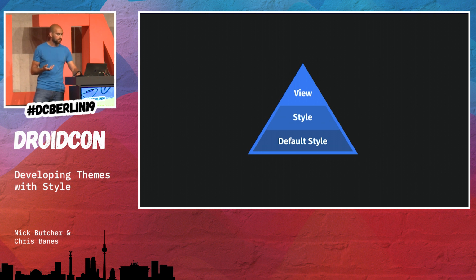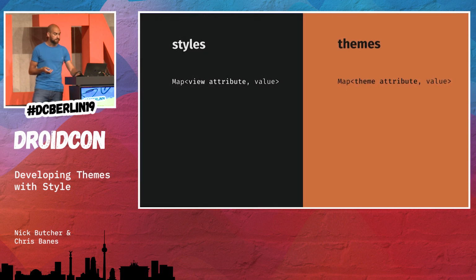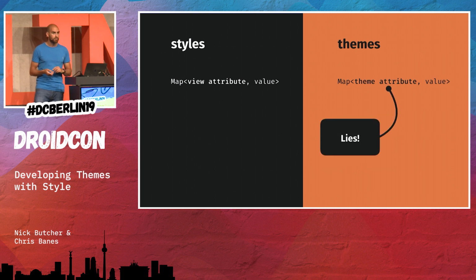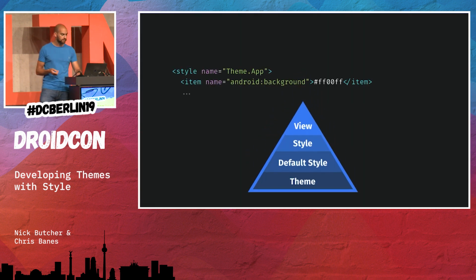Cool. So that was the 3 levels thing. And there's one more place that obtained style attributes will look, and that is in the theme. So when I said earlier on that the keys for a theme are theme attributes, that was a little white lie. You can actually put a view attribute in there as well as a perfectly valid key for a theme.